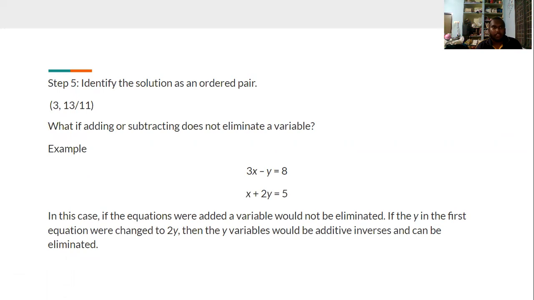What if adding or subtracting does not eliminate a variable? Example: 3x minus y is equal to 8, x plus 2y is equal to 5. In this case, if the equations were added, a variable would not be eliminated. If the y in the first equation were changed to 2y, then the y variables would be additive inverses and can be eliminated.